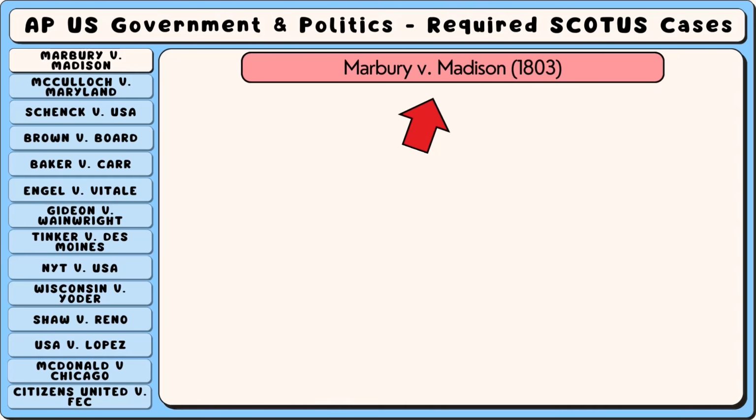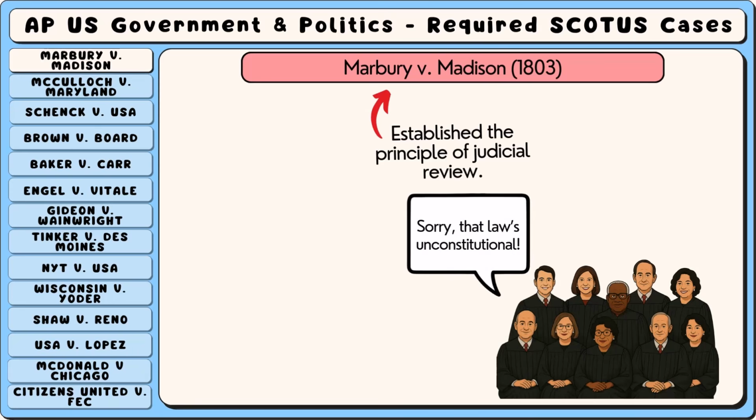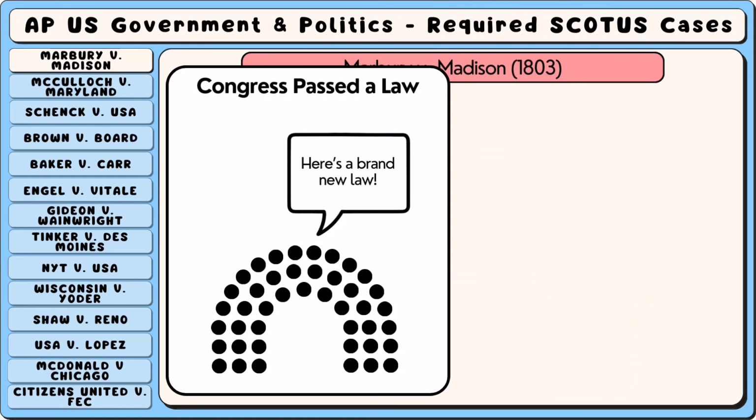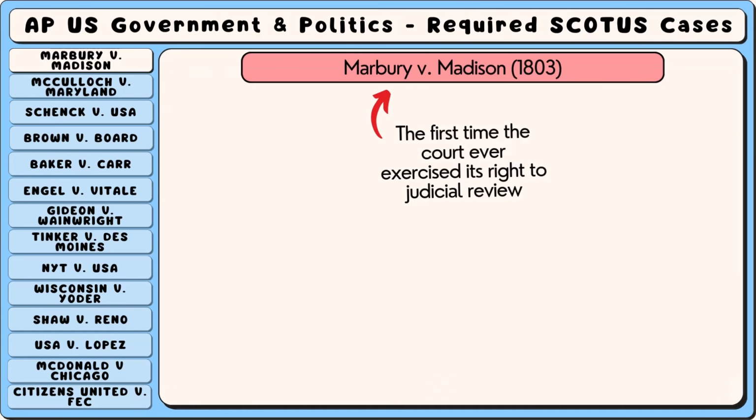Marbury versus Madison is a really complicated case, so I'll start with the reason it's important, then we'll fill in the gaps. Essentially, this case established the principle of judicial review, which means the Supreme Court can strike down unconstitutional laws passed by Congress. So, in this case, Congress had passed a law. The court then said that the law contradicted the Constitution, and so that law was struck down, meaning it would pretty much no longer exist. This case was the first time the court ever exercised its right to judicial review, where it strikes down laws, but it has been used many times since.